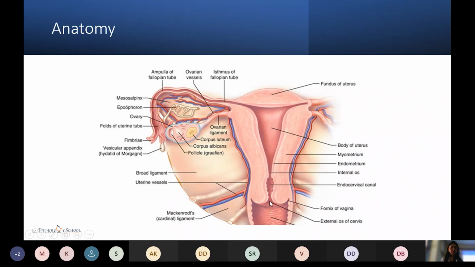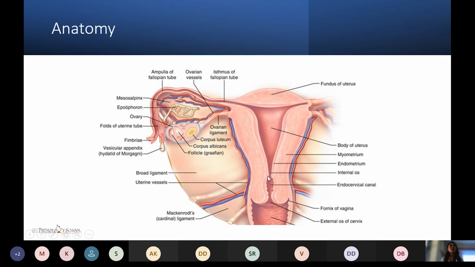At the center, it has an opening called the external os. The external os is circular in nulliparous females and it is slit-like in parous females. The portion connecting the lower uterine segment with the external os is called the endocervical canal. Cervix measures around 2.5 to 3 centimeters in nulligravida.